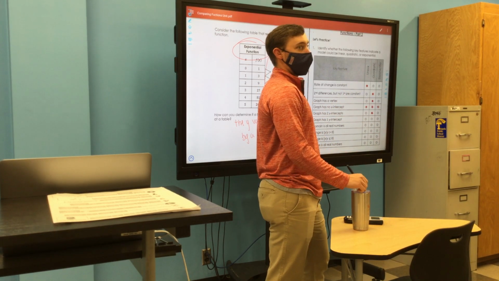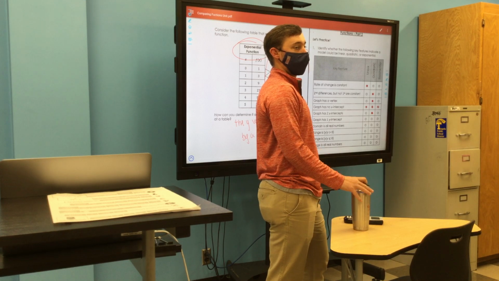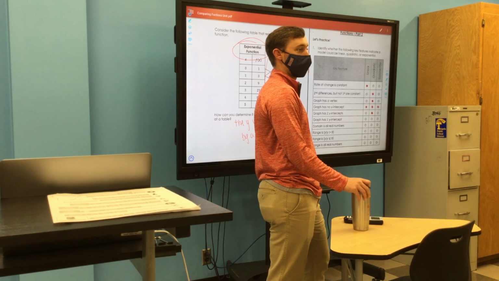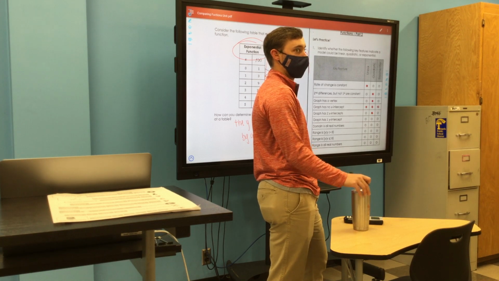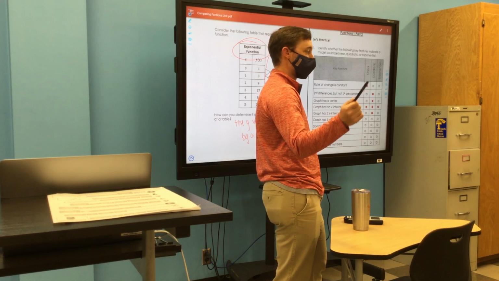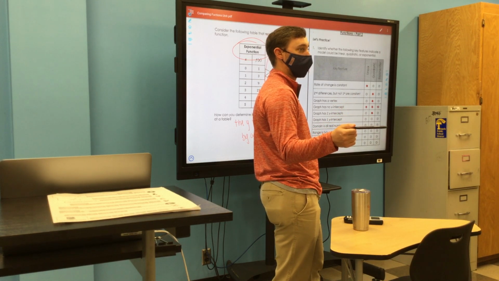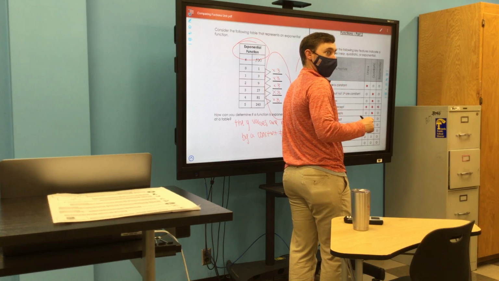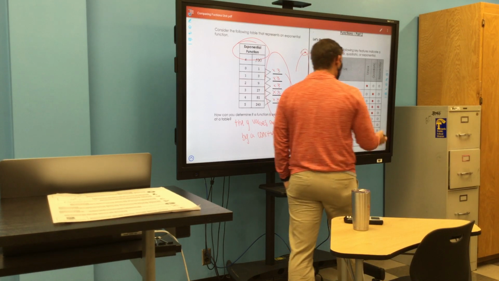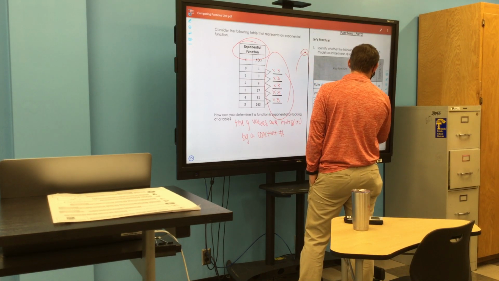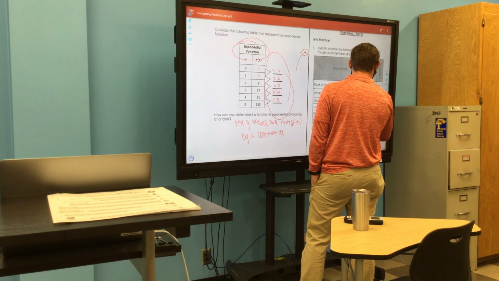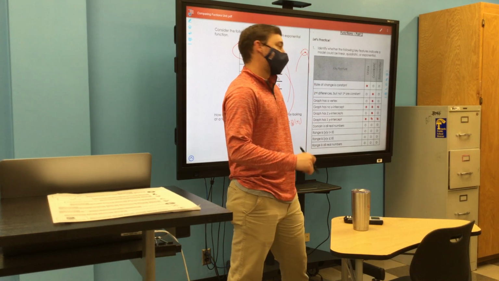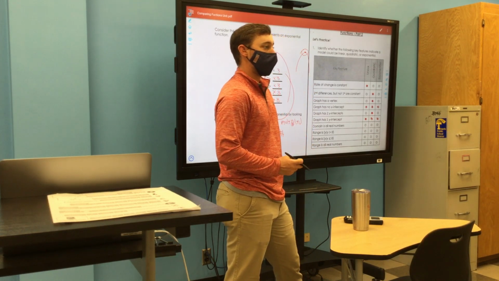Which graphs have one y-intercept? Does a linear have one y-intercept? Jose shakes his head yes. Quadratic, does it have one y-intercept? Yes. What about exponential? Yes. So all three of them have one y-intercept.